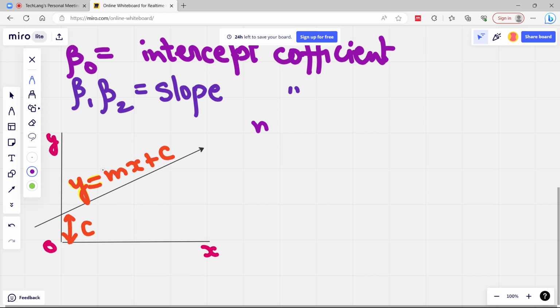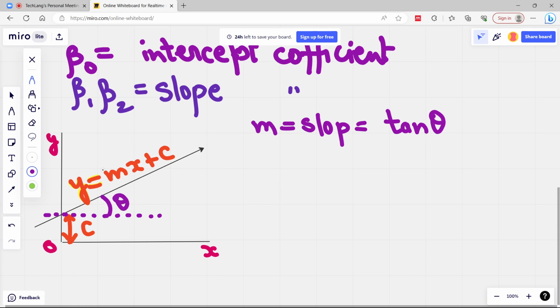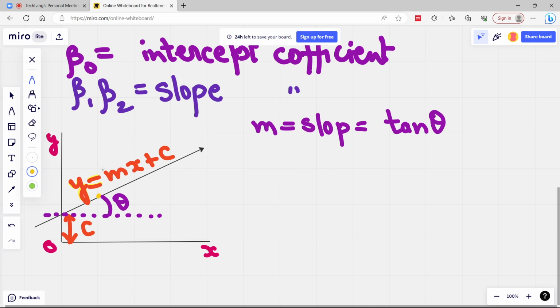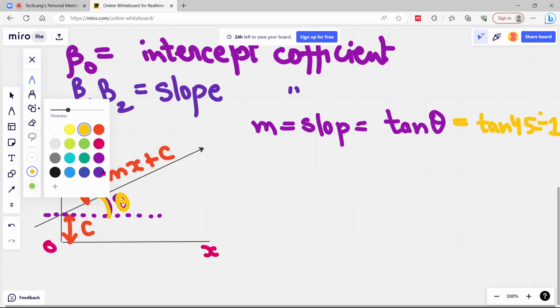Now what is m here? m is actually the slope, which is calculated by tan of theta. So what is tan of theta? If you create a horizontal line here and create some angle theta here, this theta angle's tan would be my slope value, right? Let's say theta is 45 degrees. So tan 45 degrees would be 1, right? So this is the assumption.